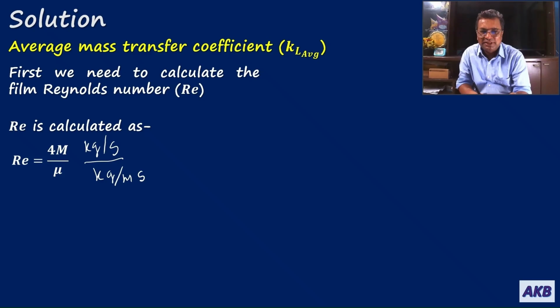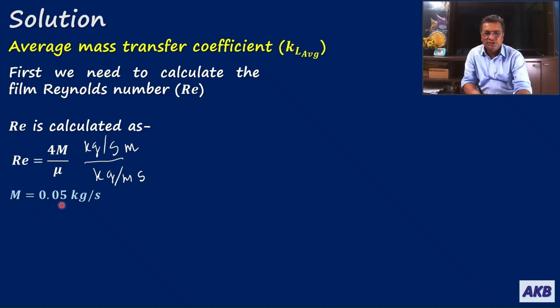But you may think that with this it will not be dimensionless, but you please remember the mass flow rate, in this case it is given per meter width, so it is actually kg per second per meter width, so that will make it dimensionless. You please remember this.